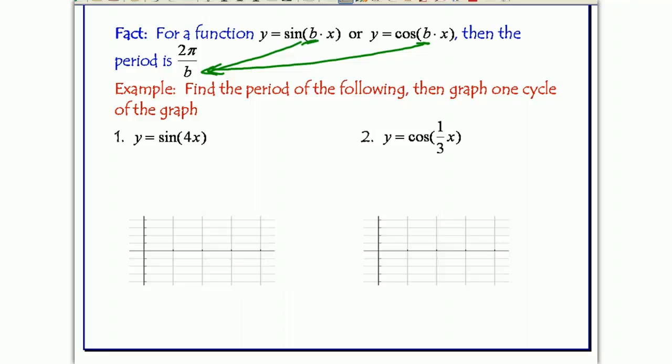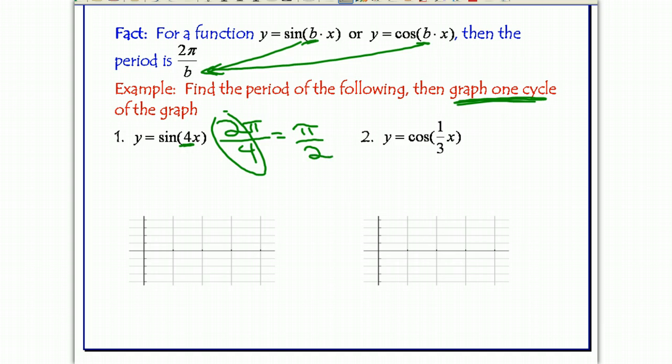Find the period for the following, then graph, and they want us to graph 1 cycle. This will take some practice here. Graph 1 cycle of the graph. Sine of 4x, let's see, I see that 4 in there. That's kind of my key. I know the normal period is 2 pi. I'm going to now divide by 4. I look at the 2/4, I know I can reduce that. So now I'm going to get a full sine graph every pi halves.